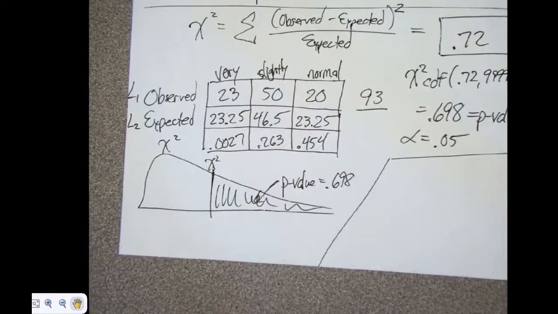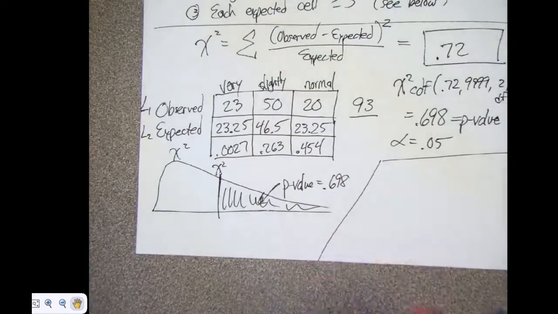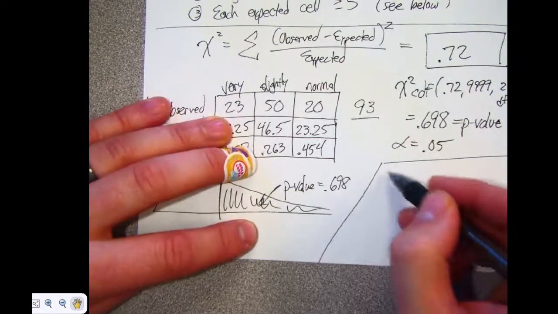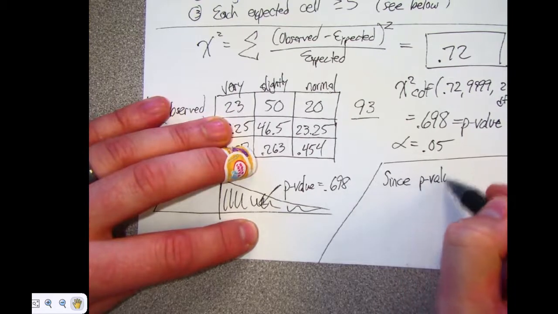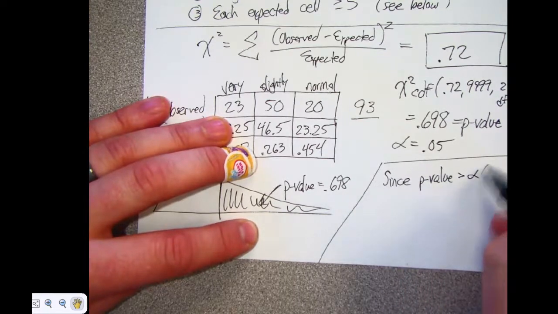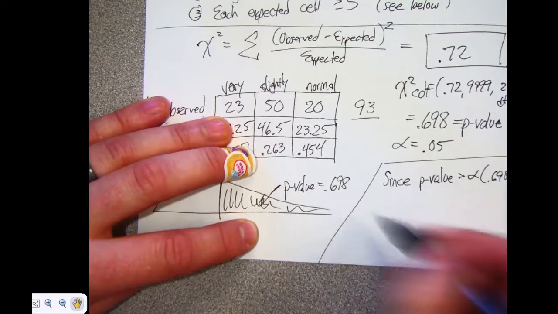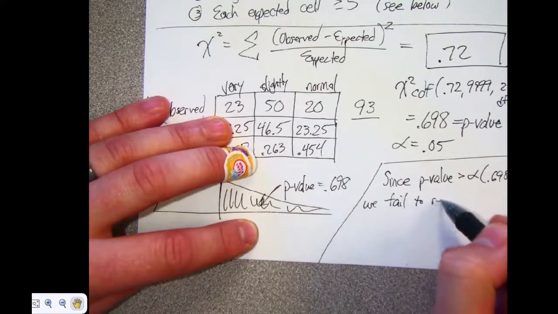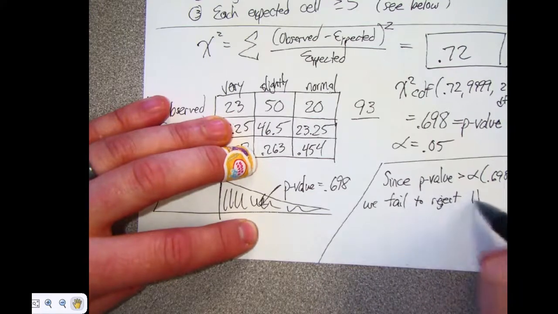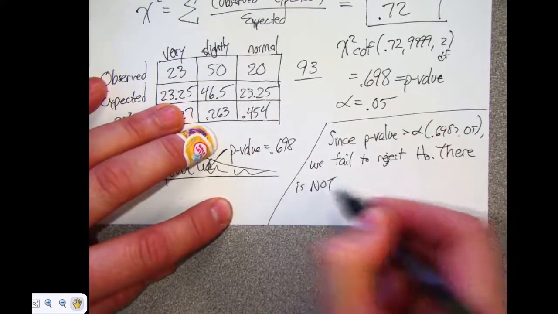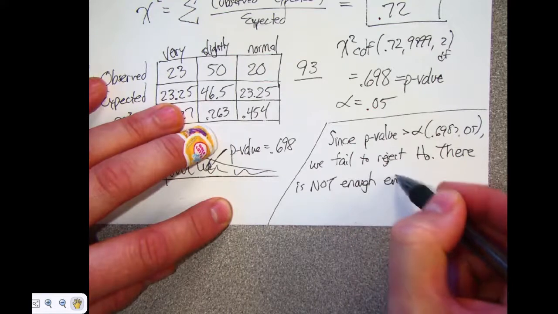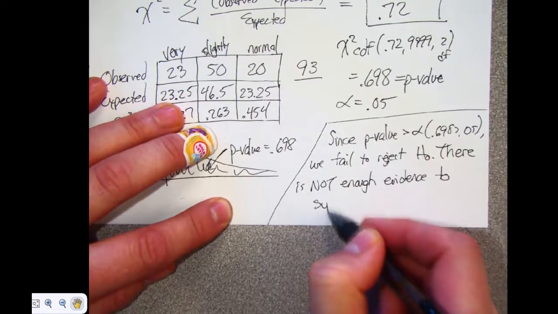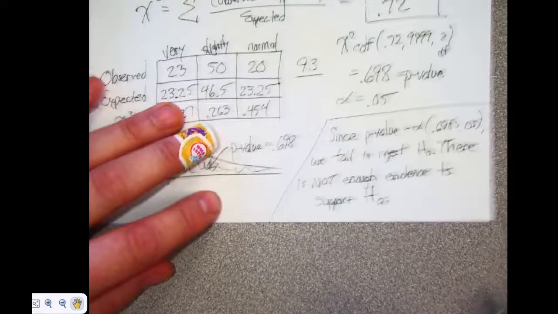Questions yet? Anywhere? Not sure where you're getting this. What's this about? What's happening here? So all that's left is your conclusion. So since p-value is greater than alpha, 0.698 is greater than 0.05. We what? Yeah, okay. I didn't hear you say fail to. Freaked me out. Fail to reject H0. Supports HA.